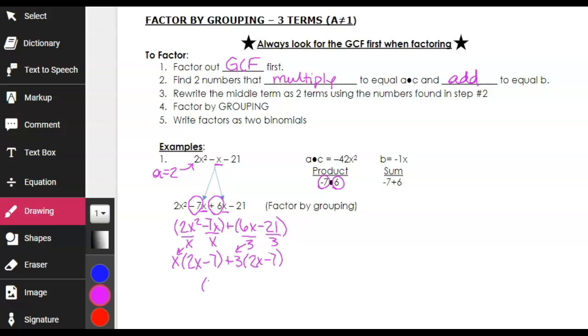The 2x minus 7 is the same in both pieces, so I can factor that out, and the GCFs make up the remaining factor. So it is very similar to the previous set of problems.